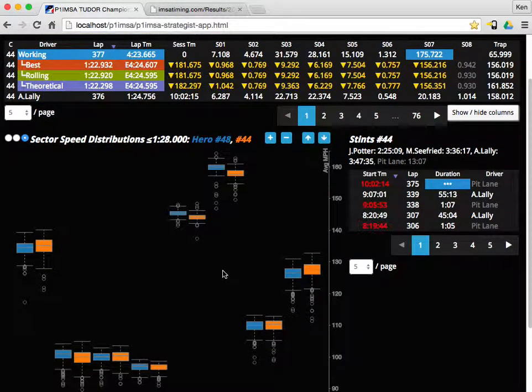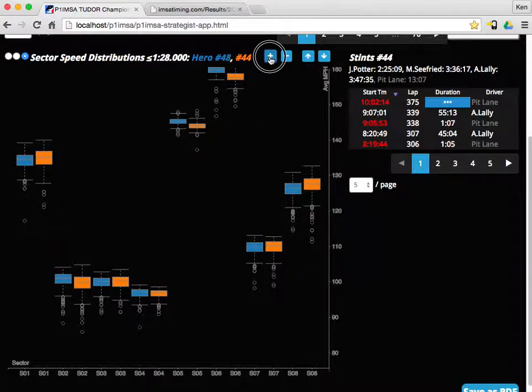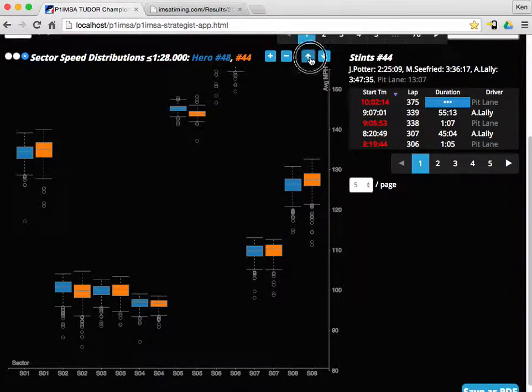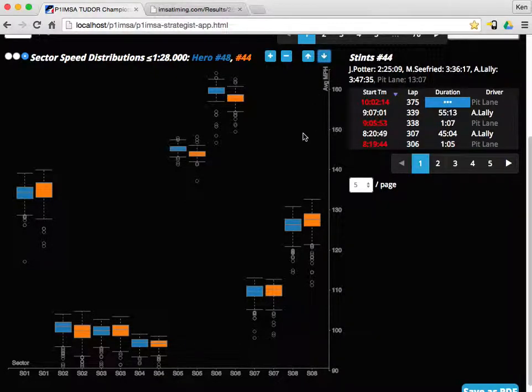Anyway, so this allows us to gauge at a glance how well our car is doing sector by sector relative to any one of our other competitors that we like to choose. And again, we can do things like zoom in a little bit, and adjust this a bit so that we can see things more clearly.